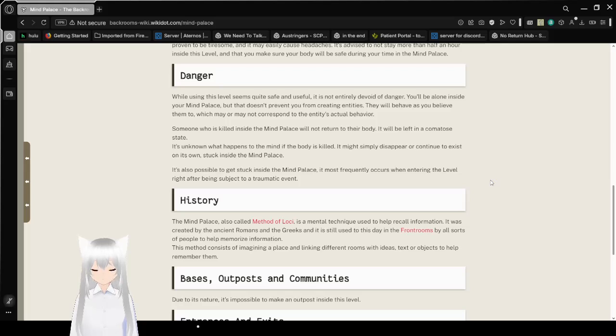Danger. While using this level seems quite safe and useful, it is not entirely devoid of danger. You'll be alone inside your Mind Palace, but that doesn't prevent you from creating entities. They will behave as you believe them to, which may or may not correspond to the entity's actual behavior.